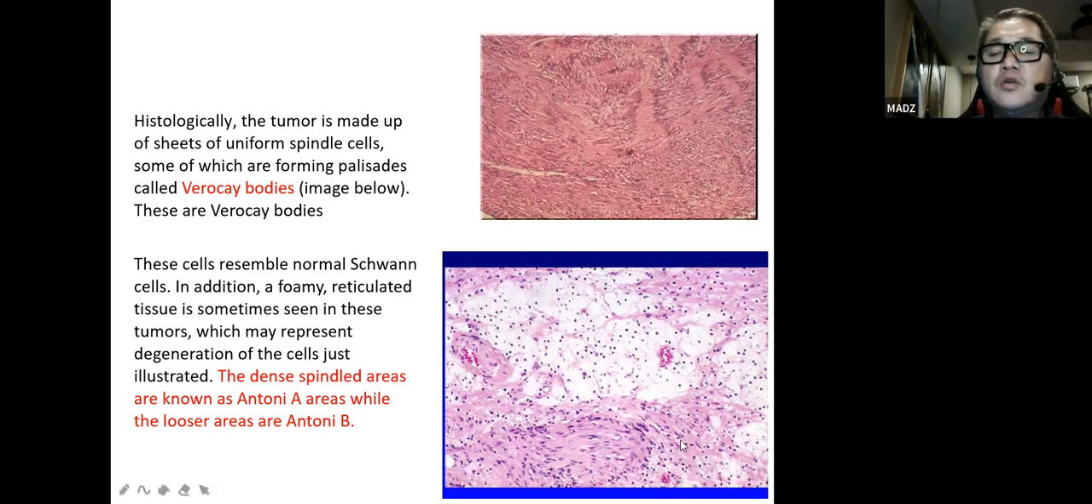So the looser ones are usually Antoni B. The one that has dense spindle areas is Antoni A.